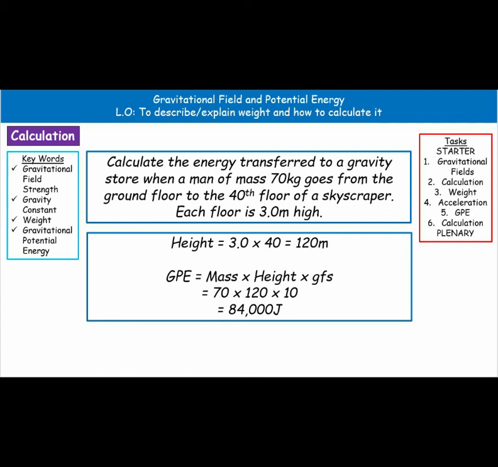We are on Earth, so our gravitational field strength is 10, so our final calculation is 70 times 120 times 10, which if you put that into your calculator should come out at 84,000 joules. So tick it if you got it right. If you went wrong somewhere, highlight the bit you went wrong on and write the correct way in your books. I'll give you about another 15 seconds in case you need to do corrections.